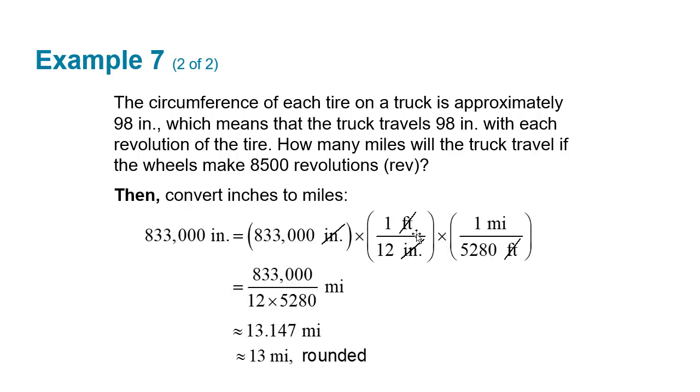So we bring in some more conversions, right? And we go from inches to feet, with the inches canceling. Then we go feet to miles. Everything cancels out. We have nothing but miles left on top. We got the first number on top, the rest are on the bottom, so we're dividing by both of those. 13.147, or roughly 13 miles.